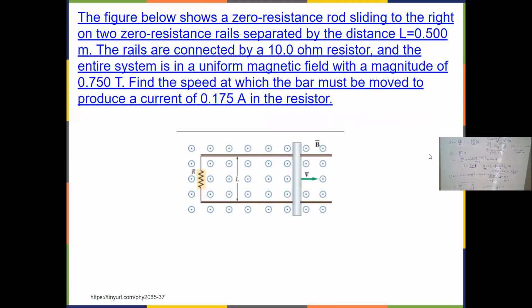All right, so if not, we'll take a look at this example here. It says the figure below shows a zero resistance rod sliding to the right on zero resistance rails separated by the distance L equal to 0.5 meters. The rails are connected by a 10 ohm resistor, and the entire system is in a uniform magnetic field with a magnitude of 0.750 Tesla. Find the speed at which the bar must be moved to produce a current of 0.175 amps in the resistor.